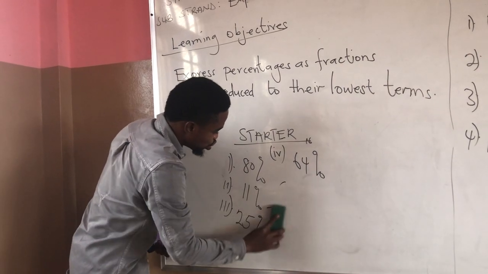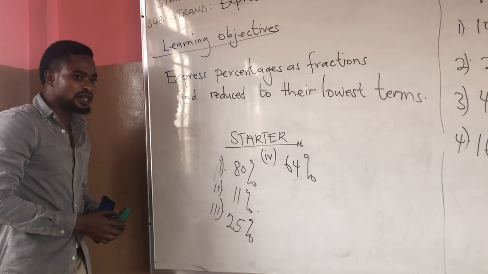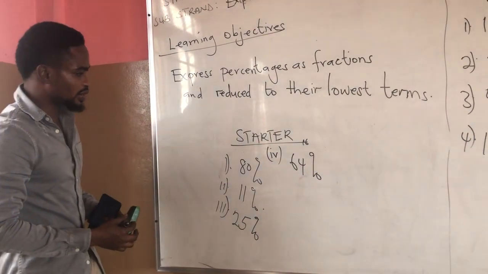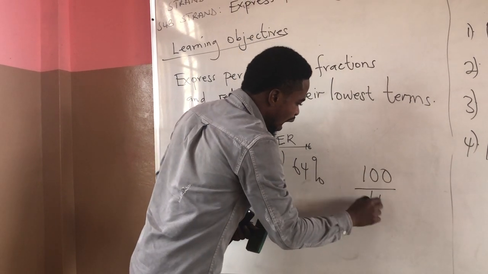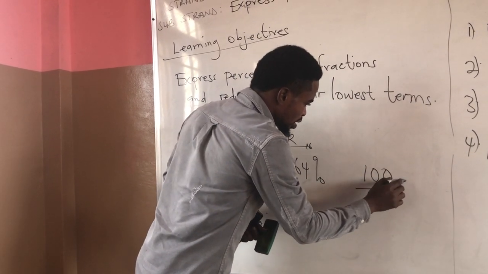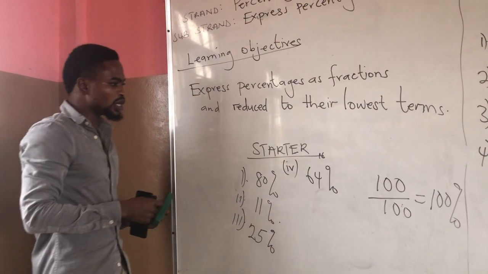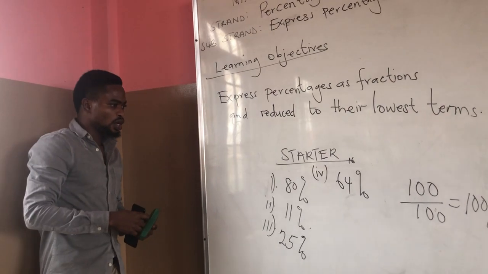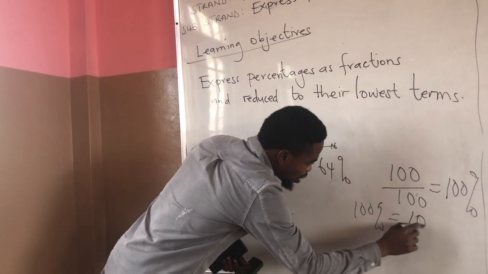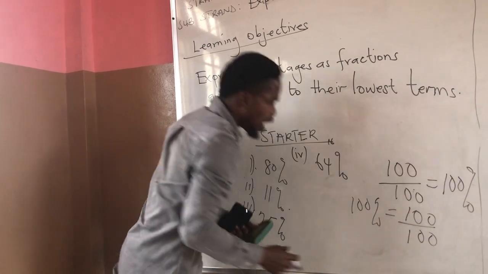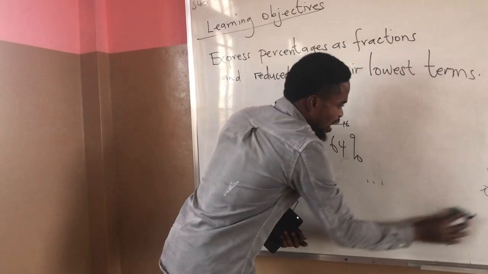Now I want to express the following percentages as fractions. How do I do that? We know that a percentage is out of 100. So 100% is the same as 100 out of 100. I want to express the following percentages as fractions.